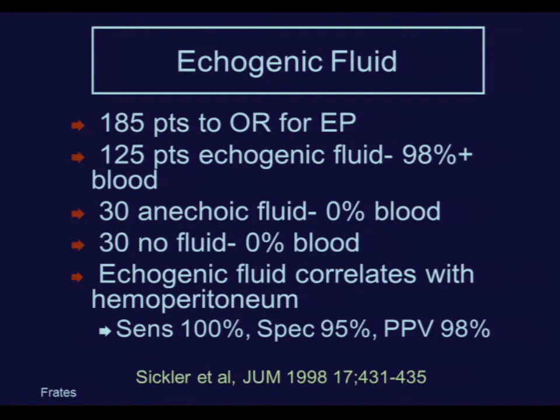In a study from 1998 by Sickler, they sent 185 patients to the operating room for the diagnosis of ectopic pregnancy. They had 125 patients with echogenic fluid in the pelvis, and over 98% of those patients had blood at surgery. In 30 patients with anechoic fluid in the pelvis, 0 had blood. And in 30 patients with no fluid in the pelvis, 0 had blood. So we do know, again, that echogenic fluid correlates highly with hemoperitoneum.